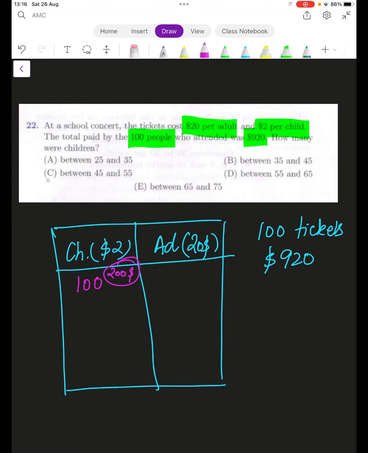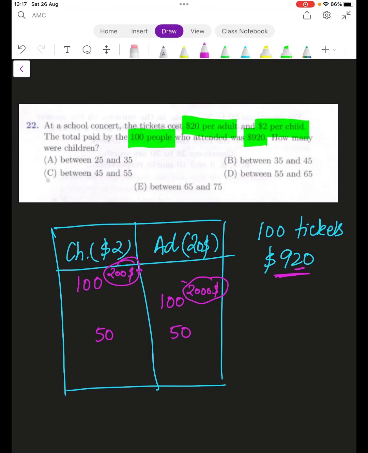If I buy all 100 children tickets, that will only amount to $200, which is much less than this. Let's see the other end also. If I buy all 100 adult tickets, that will be $2,000, which is again on the other extreme. And can you see, our value 920 is somewhere in between these two amounts. So that means I actually get a reference point for where I should be starting. I should be starting somewhere in the center.